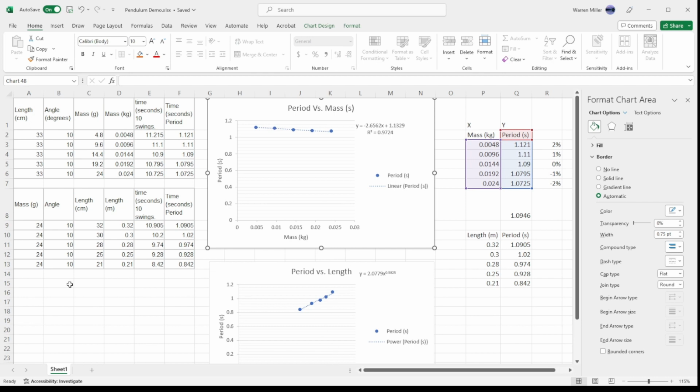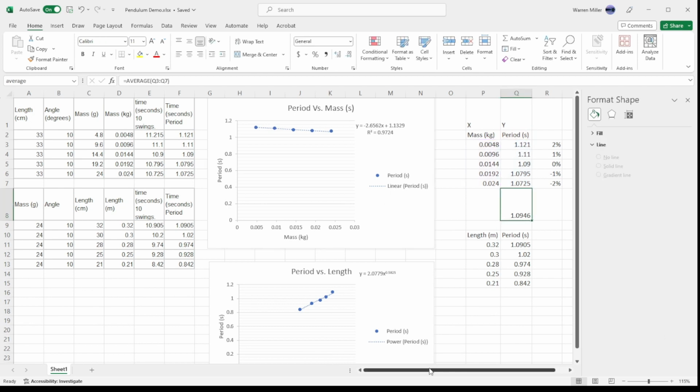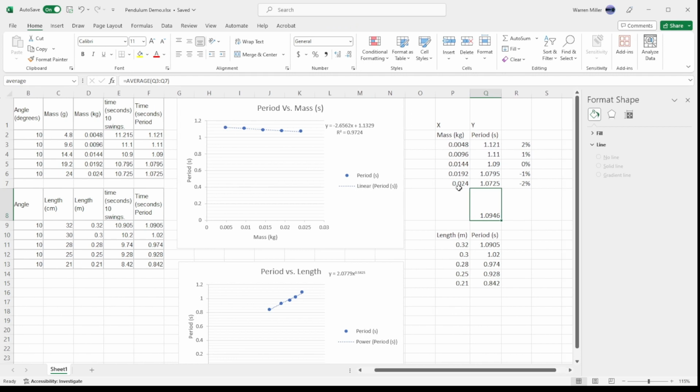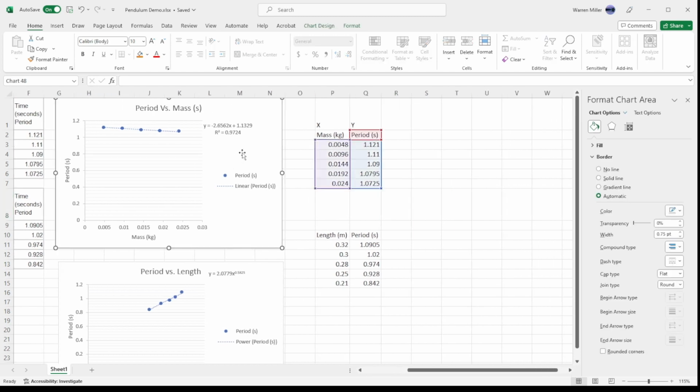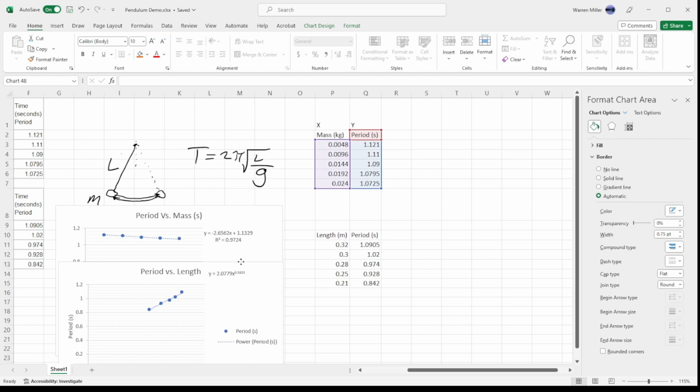You could just copy and paste these right over into your Google Doc when you do this in Google Sheets. The last thing we want to do is get a percent error, right? So for a percent error, what we're going to do is use the equation that we have over here, the equation hiding behind this graph.